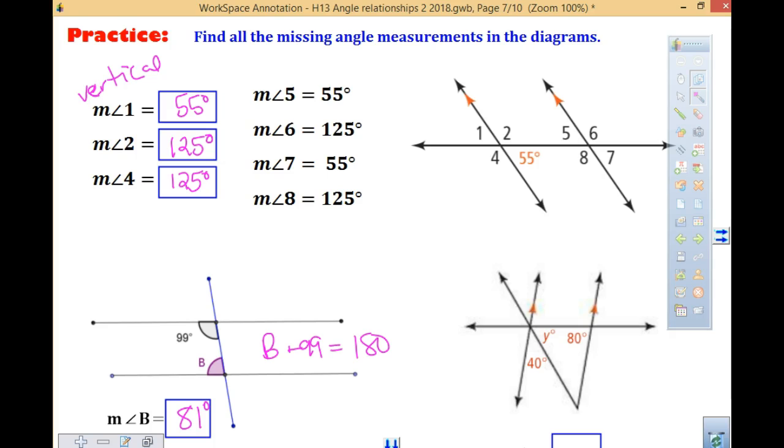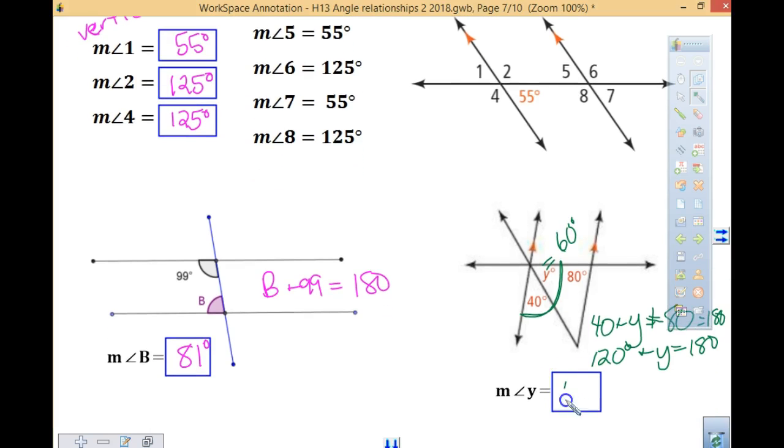My two angles, okay? This angle right here of 40 plus y plus 80. So this angle plus this one have to total to 180. So 40 plus 80 gives me 120. So I have 120 plus y equals 180. Y has to be equal to 60 degrees, right? How do I know 60 degrees? Because 60 plus 40 plus 80 is going to give me 180.